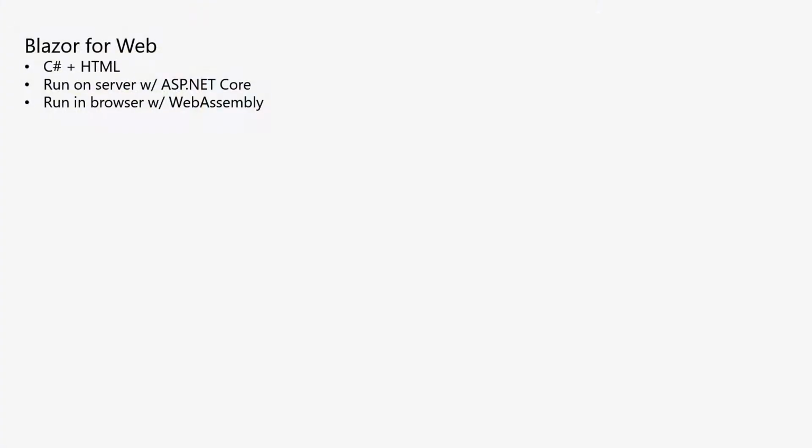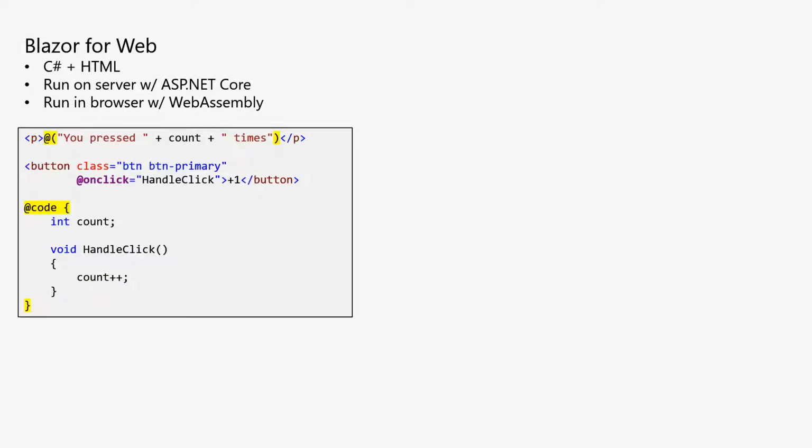So what does this look like? So a lot of folks know C# and HTML with Blazor. That's what we have out there. You can run it on the server with ASP.NET Core. That came out a few months back in .NET Core 3.0. And then a lot of folks I know are excited to run it in the browser with WebAssembly. That's out in preview, and it's going to be released later this year, so you'll have the supported version of that. And this is what that code looks like.